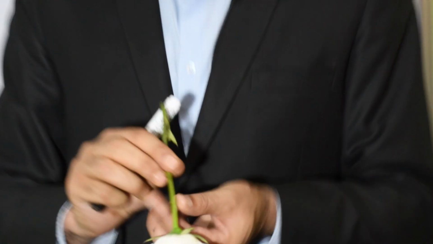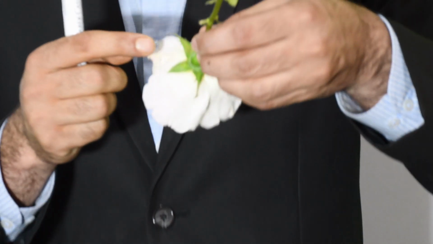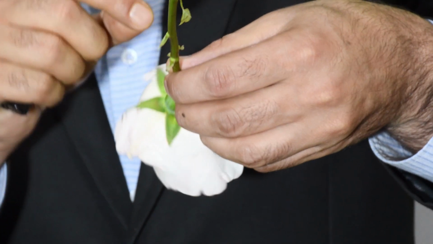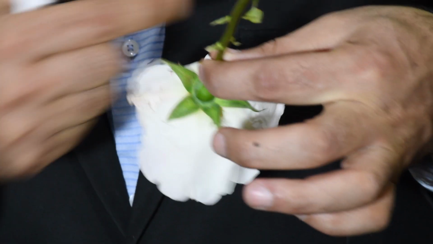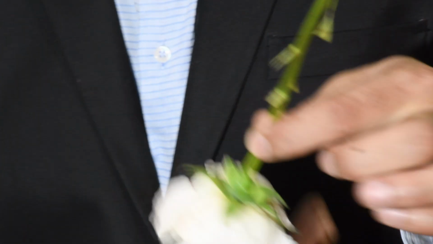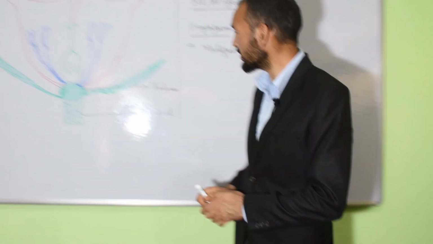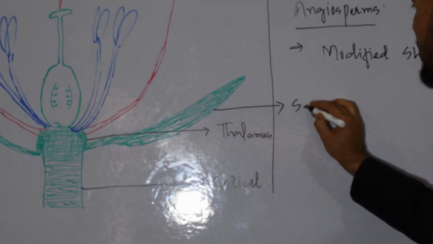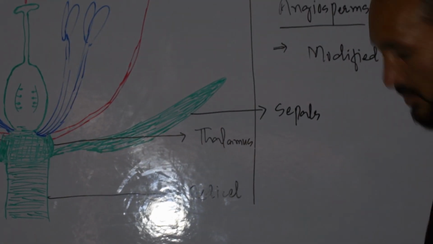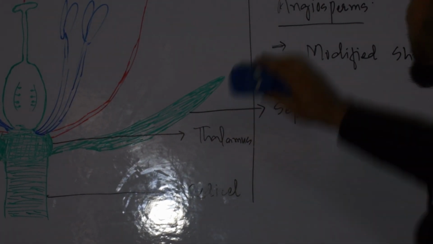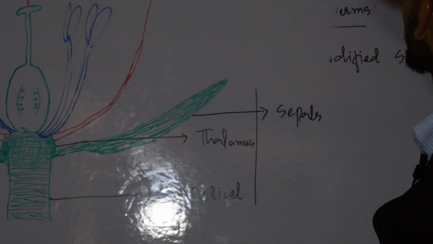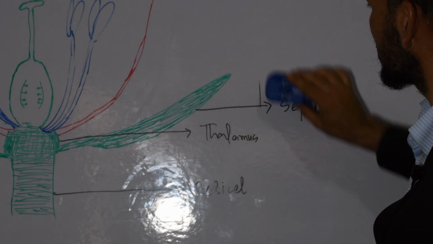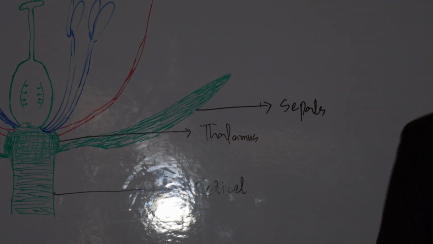You can see in this flower, let me show it to you, these green leaflets which actually surround it. These are referred to as sepals.